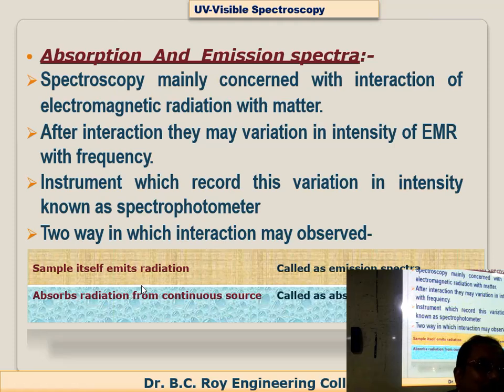Allow the light to pass through it, and after that, it is going into some photographic plate and getting some spectroscopy. That is called absorption spectroscopy. Light is passing through the matter and falling onto the photographic plate. Directly you are getting some spectrum. That is called absorption spectroscopy.